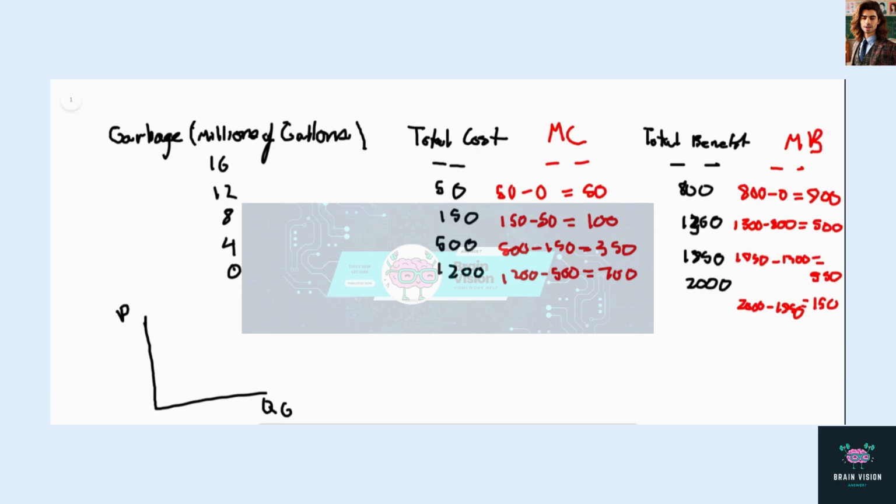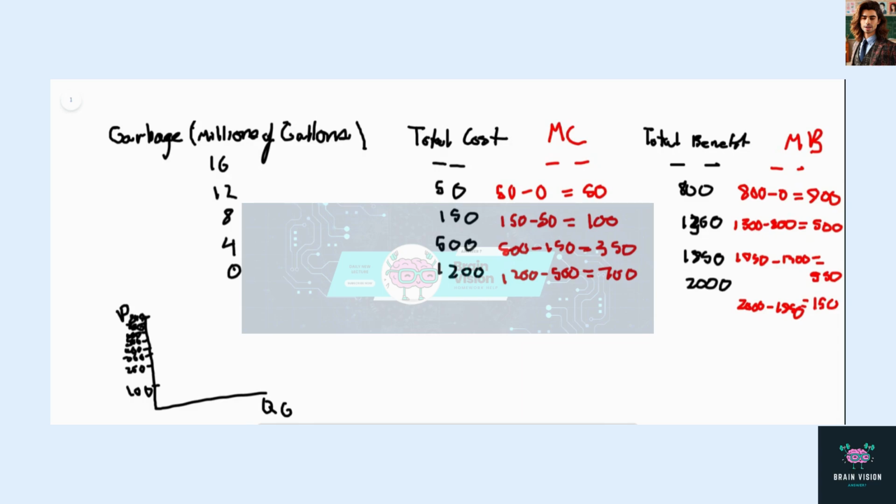And so let's put 50. So we'll have 50, 100, 200, 300, 400, 500, 600, 700, 800. That's as high as our graph goes.